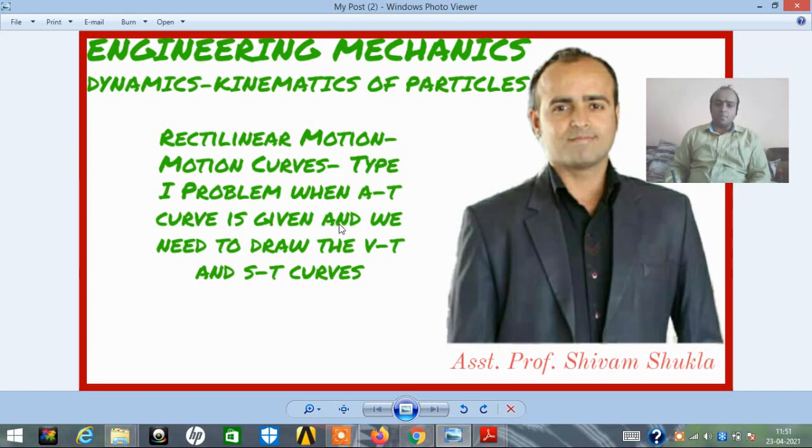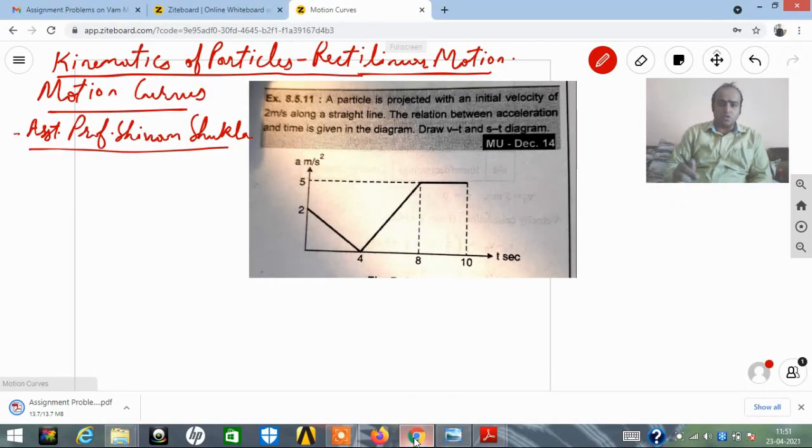Here I am to solve a problem on dynamics, kinematics of particles. It's a problem on rectilinear motion, a problem on motion curves. It's a type 1 problem when the acceleration time curve is given and we need to draw the velocity time and displacement time curves. So let us see how the question statement goes.